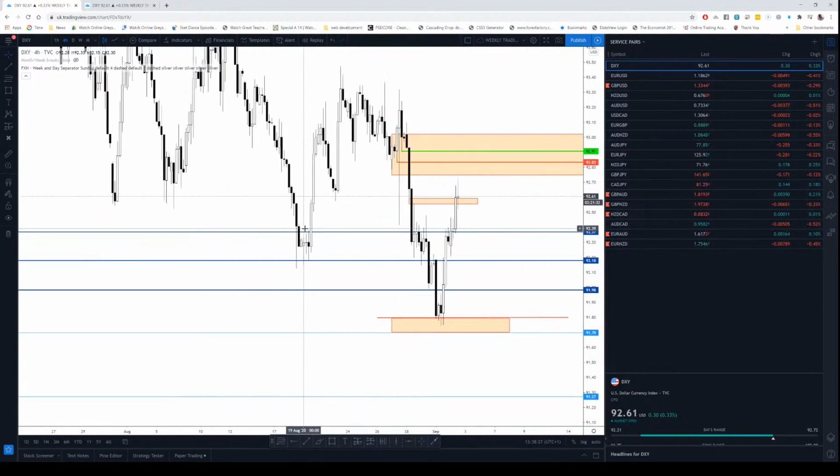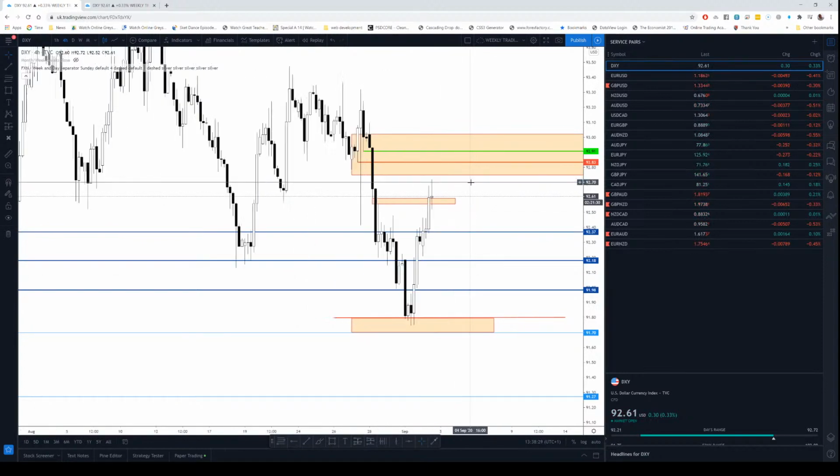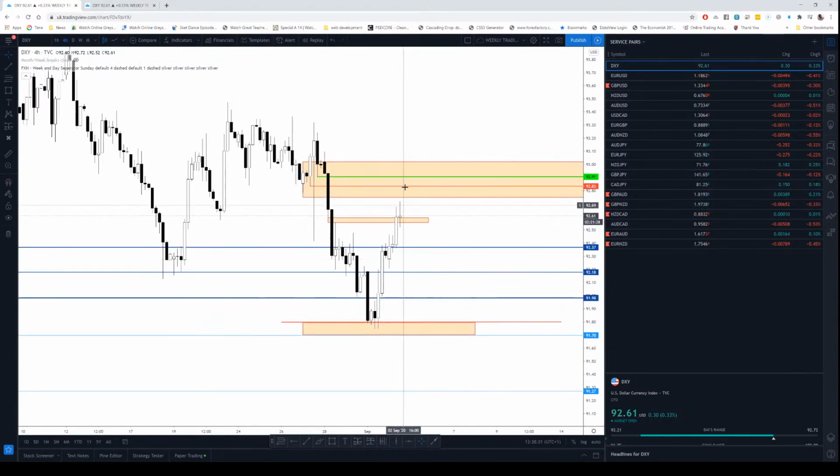All right, the dollar is still bearish. This is just a bounce. Okay, so we're not expecting it to go to the moon. It's just a bounce to retrace, and then we carry on going down.